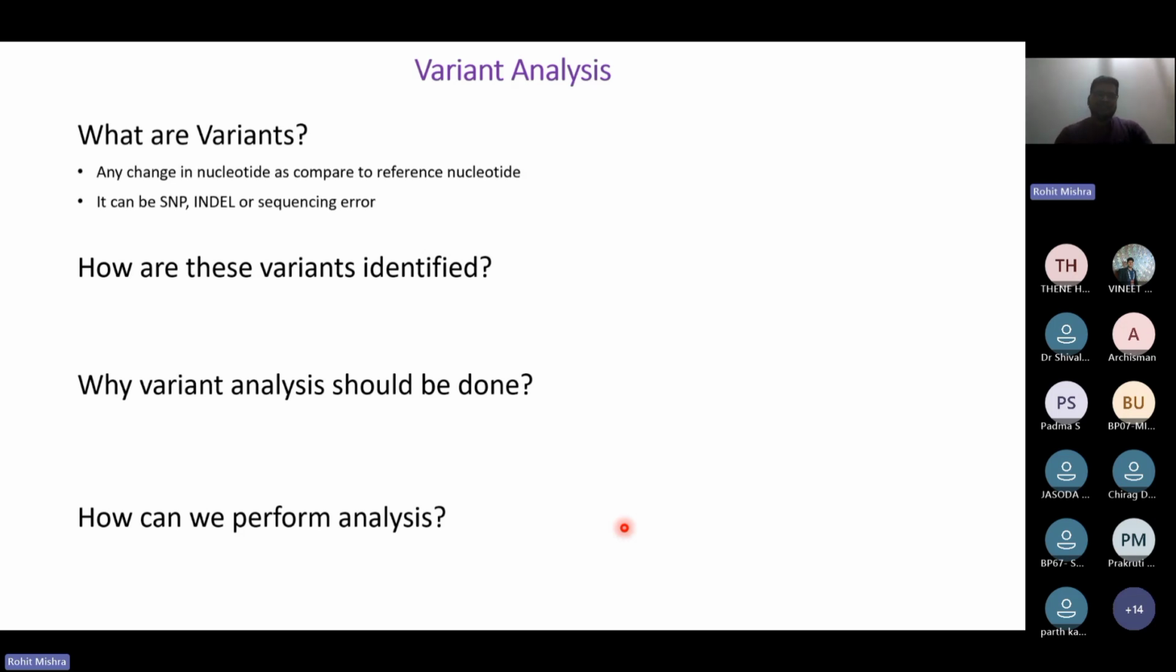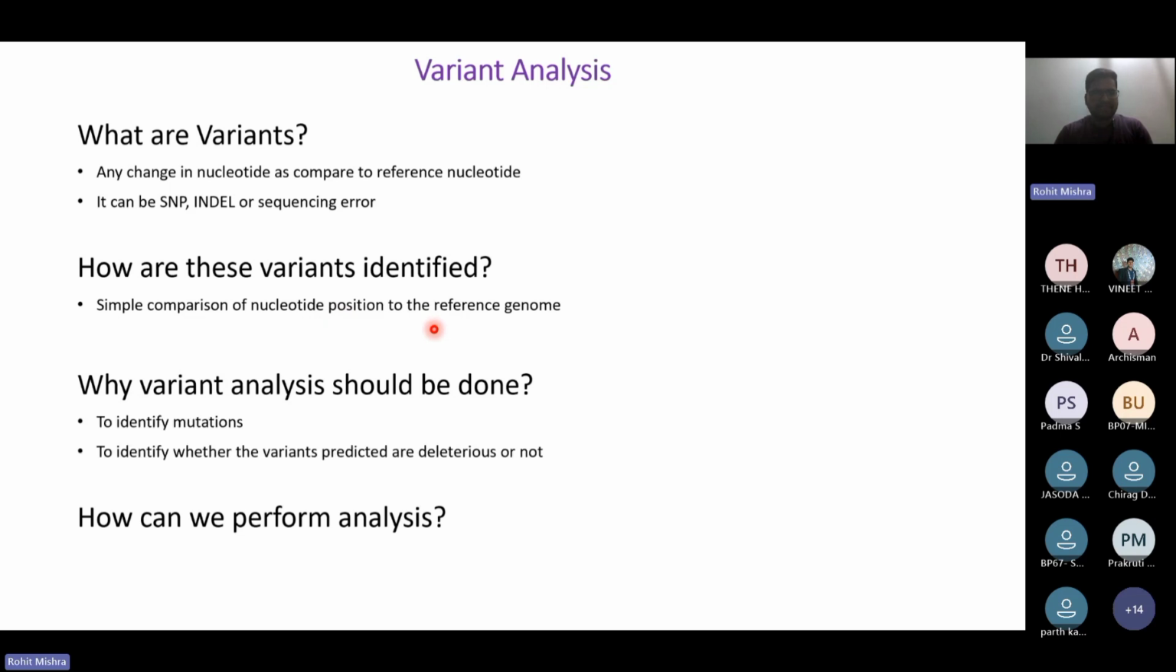So what are variants? Any change in a nucleotide compared to the reference nucleotide can be called a variant. We know the reference genome is already there. If in the reference genome it is A, and in our read we are getting T, then there is a change in our sequencing compared to the reference. A variant can be a SNP, an indel, or a sequencing error. My major focus today is SNPs and indels. So how are these variants identified? Simple comparison of each nucleotide position to the reference genome can identify variants.